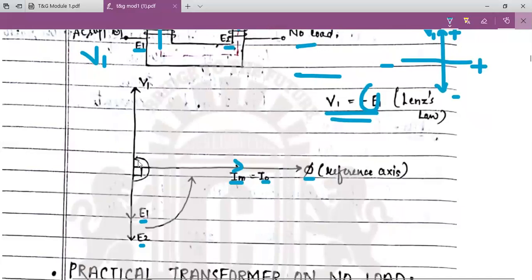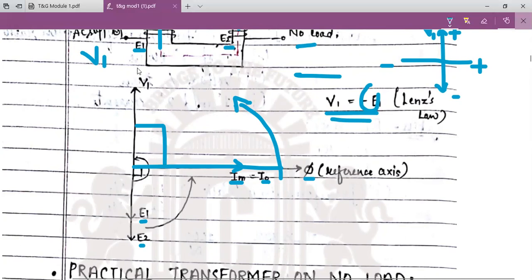First step is phi as a reference. Second step, Im is in phase with phi. Third step is Im lags V1 at an angle of 90 degrees. So the direction is anti-clockwise. You can see here, flux is the reference, Im is in phase with the flux, and the third point is Im lags V1 at an angle of 90 degrees.